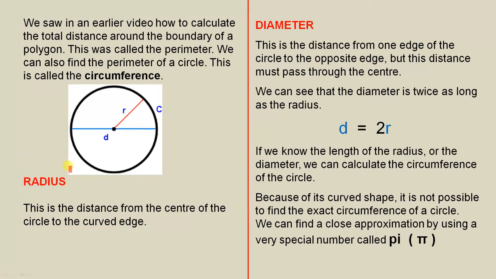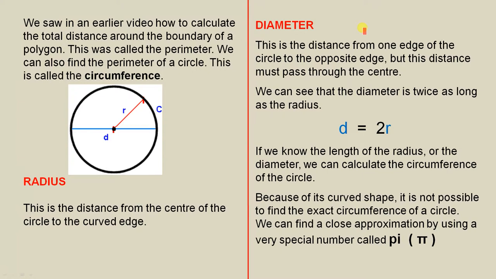Let's see what the radius is. This is the distance from the center of the circle to the curved edge. So it's the distance from here to here. So R stands for the radius.